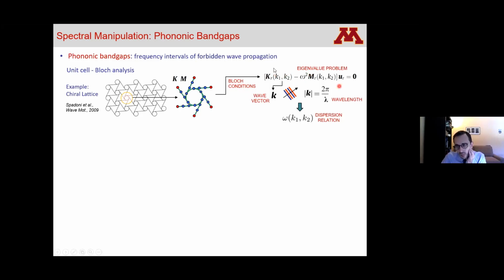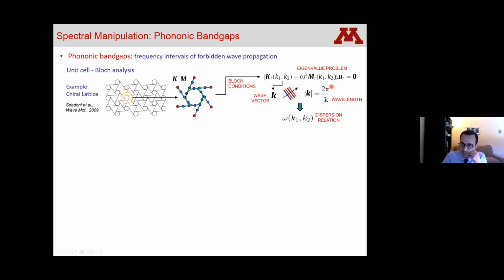In the eigenvalue problem, we have the frequency of wave propagation, omega, and then we have these two parameters, K1 and K2. K1 and K2 are the two components in the plane of the lattice of the so-called wave vector. The wave vector is a vector that lives in the plane of the lattice structure. Its direction indicates the direction of propagation of a plane wave that we intend to study in the lattice domain, and its amplitude is inversely proportional to the wavelength of the wave.